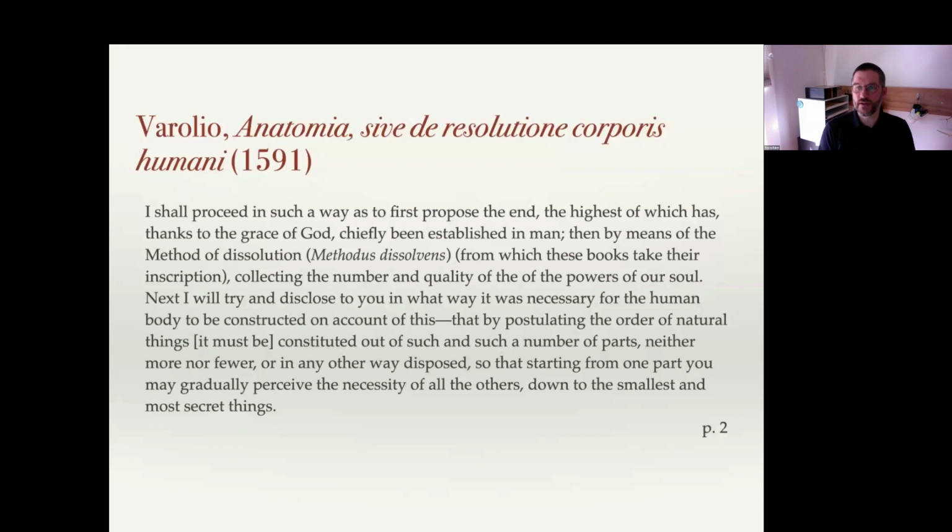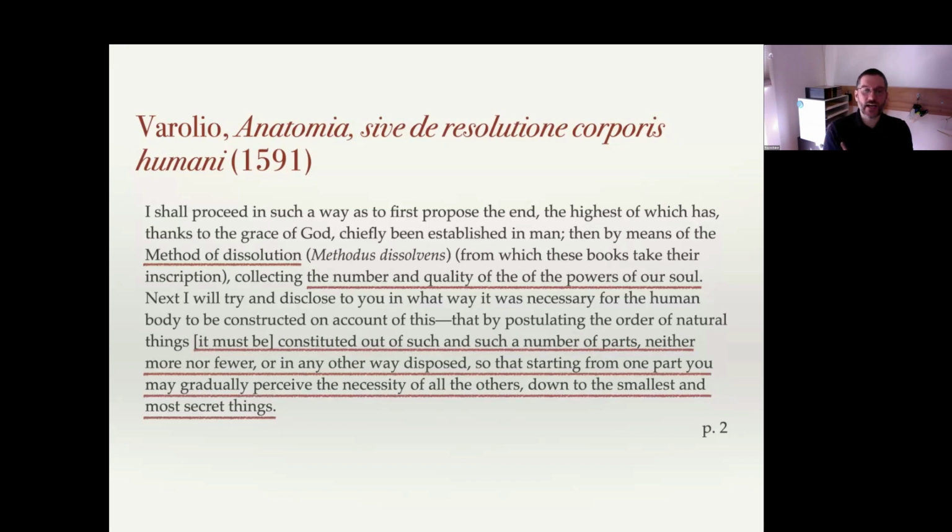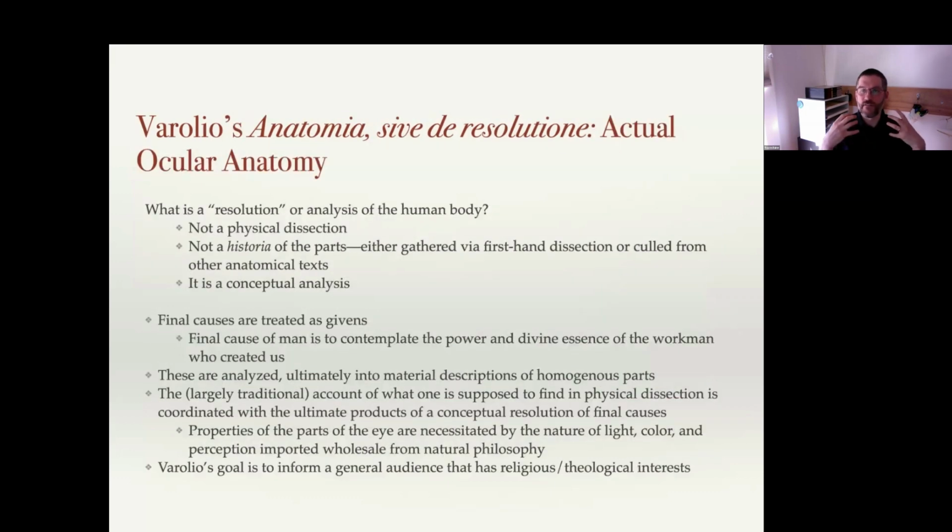His other one published work, which is posthumously published, is Anatomy or the Resolution of the Human Body. He says he's proceeding as a way to first propose the end, and then he calls it the method of dissolution. He starts by collecting the number and quality of the powers of our soul, and then analyzing those powers of the soul, and showing that it must be constituted out of such and such a number of parts, neither more nor fewer, nor in any way disposed otherwise, so that starting from one part, you may gradually perceive the necessity of all the others, down to the smallest and most secret things. So really an analysis of final causes to arrive at the material parts.